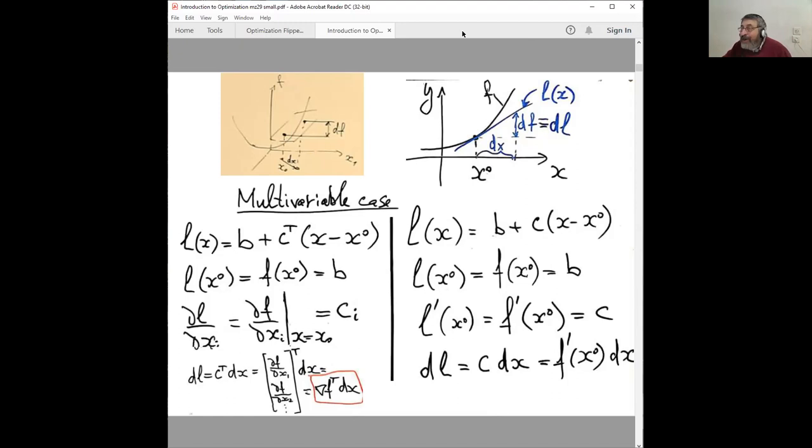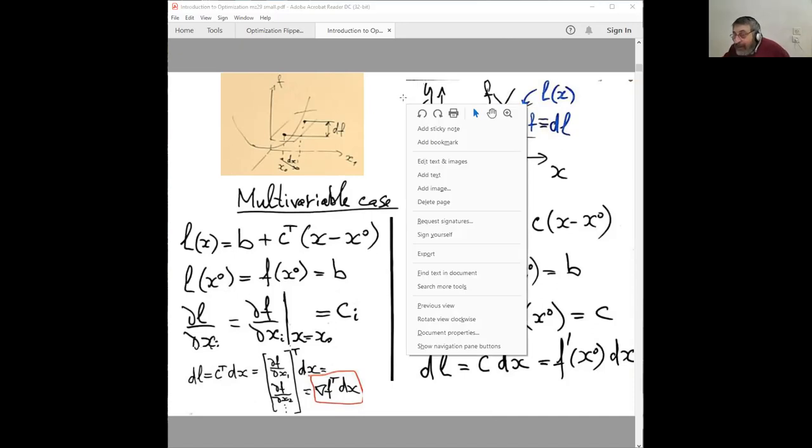I should stop share for a second because I want to get control of Acrobat to have a normal pointer. I will stop share for a second, get the normal pointer, view in normal mode out of read mode, and now I will share again with my Zoom screen sharing.